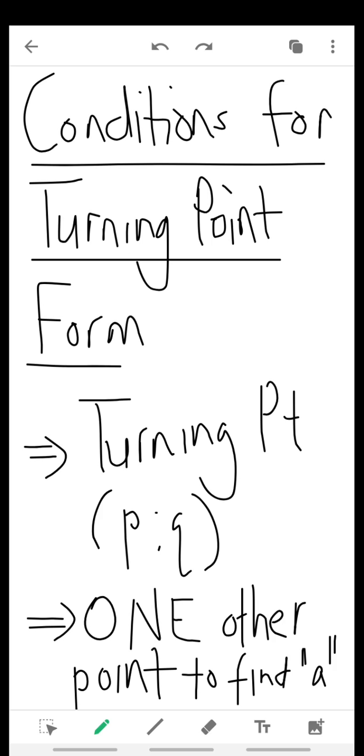Second point, you need another point that lies on your parabola. So you need one other point that lies on the parabola, and that will help you to find the value of a. Then you will substitute the value of a back and simplify and find your equation in the standard form, from the turning point form.